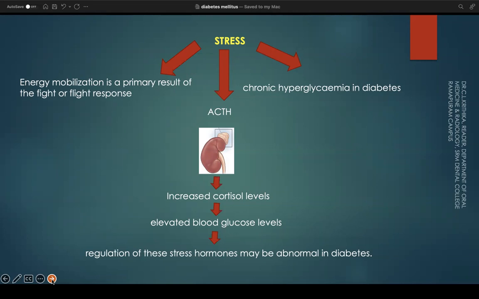When there is an increased level of cortisol in blood, this results in increase in blood glucose levels, as a result of which the regulation of stress hormones may be very much abnormal in uncontrolled diabetes mellitus. So care should be taken so as to reduce the anxiety of the patient so as to maintain the blood glucose level.